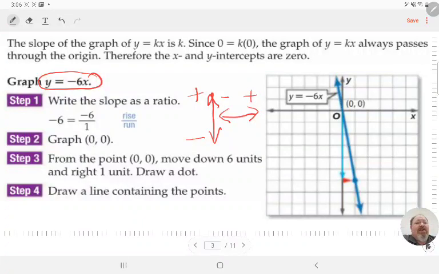So we can always start at 0, 0 in this type of equation. And then if we have -6 over 1, we would go down 6 spots, and then we would go to the right 1 spot, put my point in there, and then we would just simply draw the line through the 2 points, okay? And that's how I would graph my line.